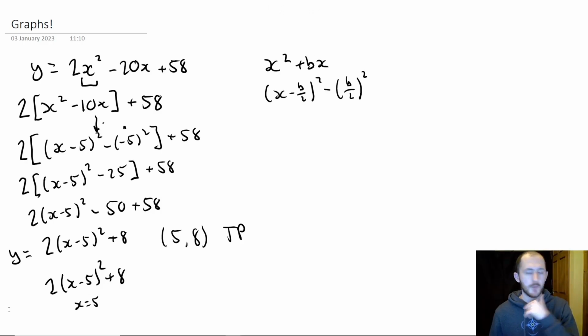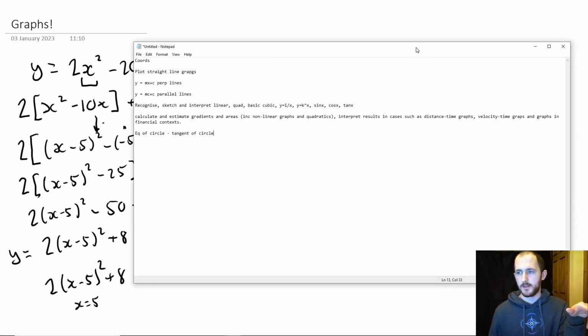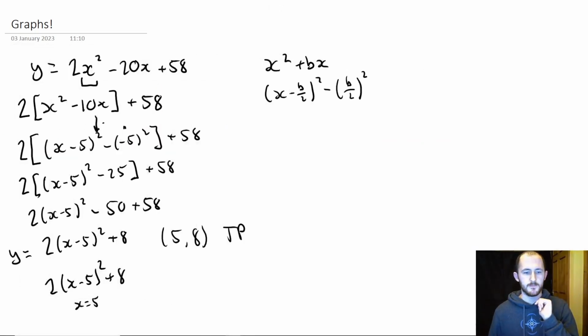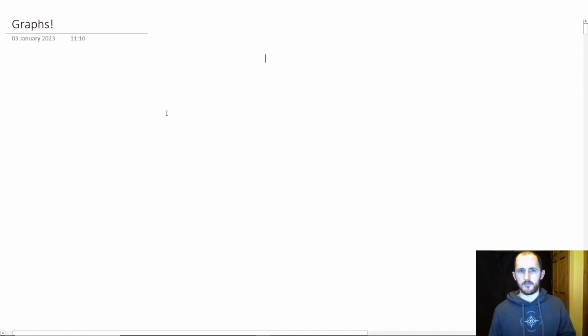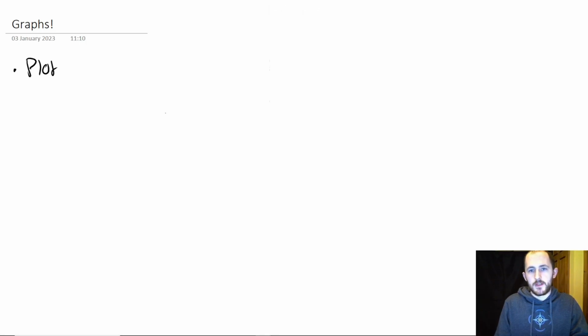Okay. And I'm going to go through literally everything that's on your spec here. I'm going to go through each point. Yeah, I'm good, thanks. Perfect. So I'm going to go through each point just to make sure we cover the whole thing, because again, I believe some of you haven't been taught this before. So the first thing is plot straight line graphs.